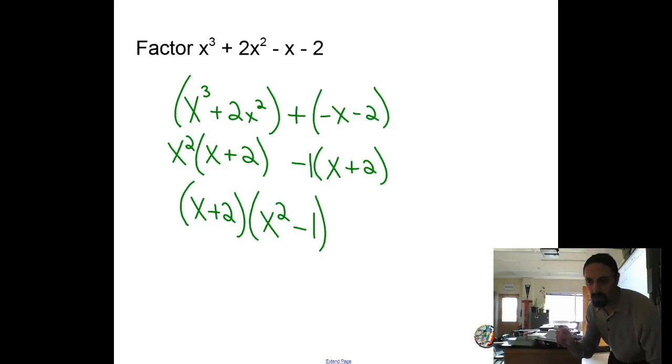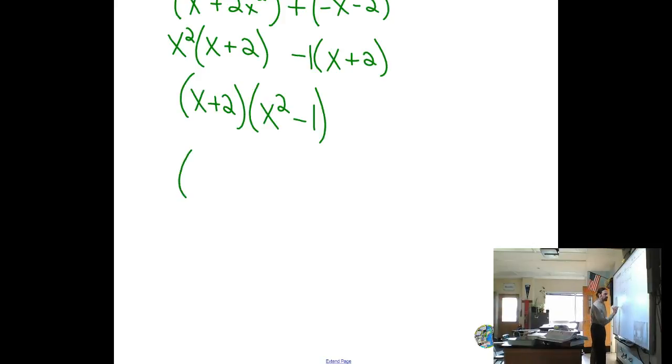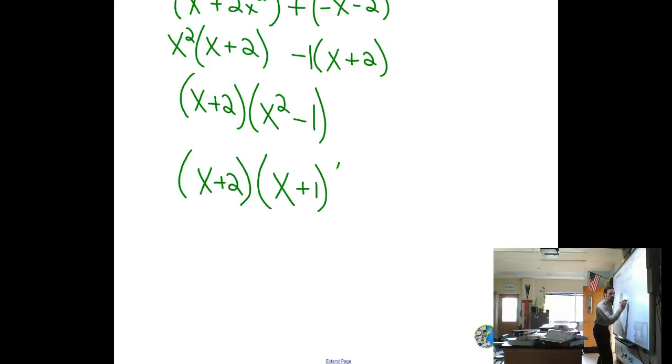And somebody said, but Mr. Rising, isn't x squared minus 1, isn't that one of my remarkable identities? And you're right, it is. It's the difference of squares. Let me extend my page. So I've got x plus 2, and x squared minus 1 is really x plus 1, x minus 1.